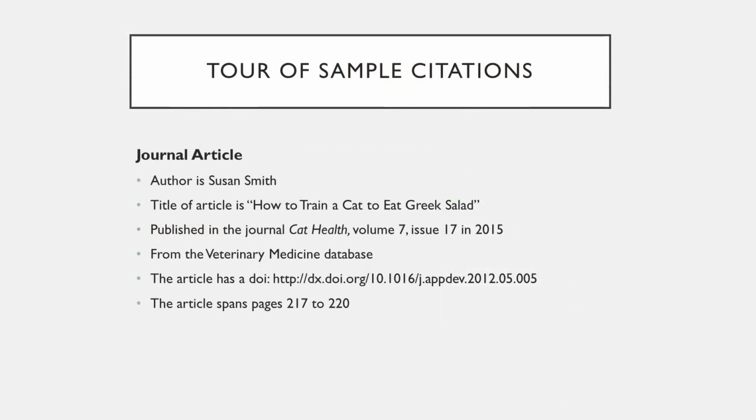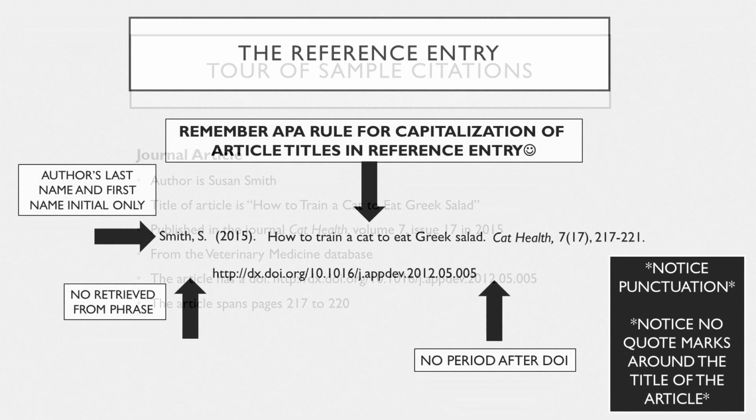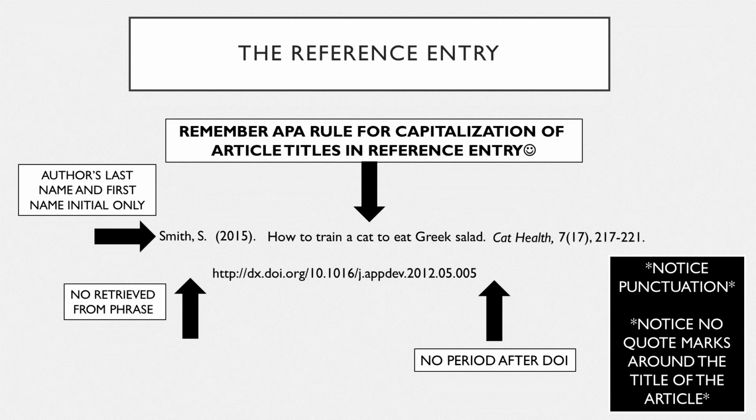Let's take a tour of a sample citation. We'll assume we're using a journal article by Susan Smith. Her article title is How to Train a Cat to Eat Greek Salad. It was published in the journal Cat Health in Volume 7, Issue 17 in the year 2015. It was accessed through the Veterinary Medicine Database. The article has a DOI, and the article itself spans pages 217 to 220. So let's take a look at the reference entry.